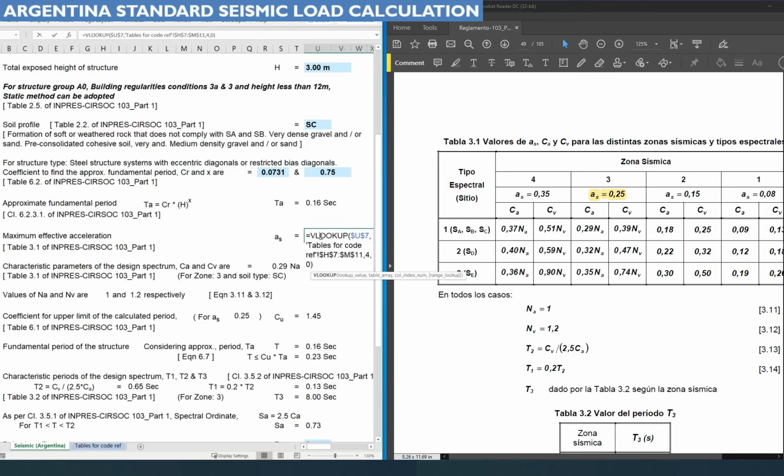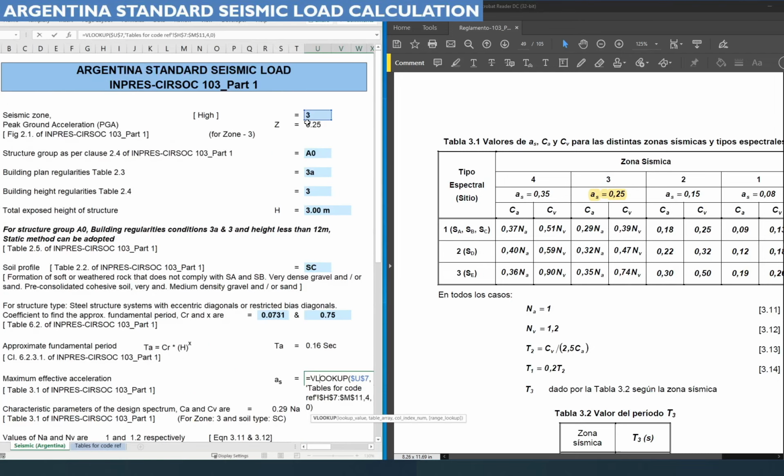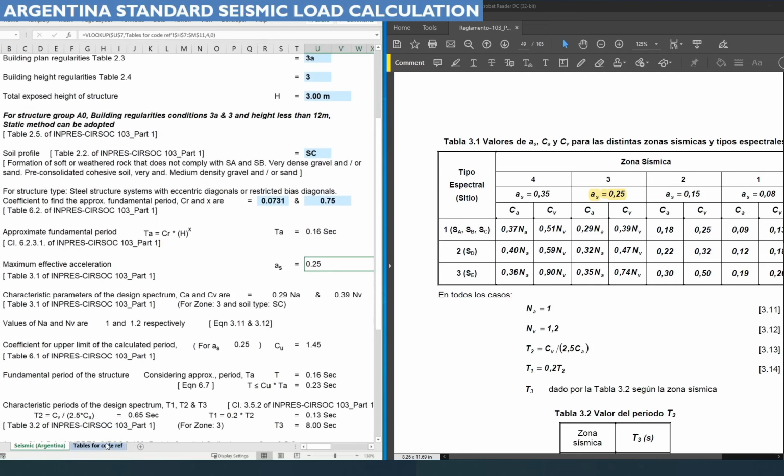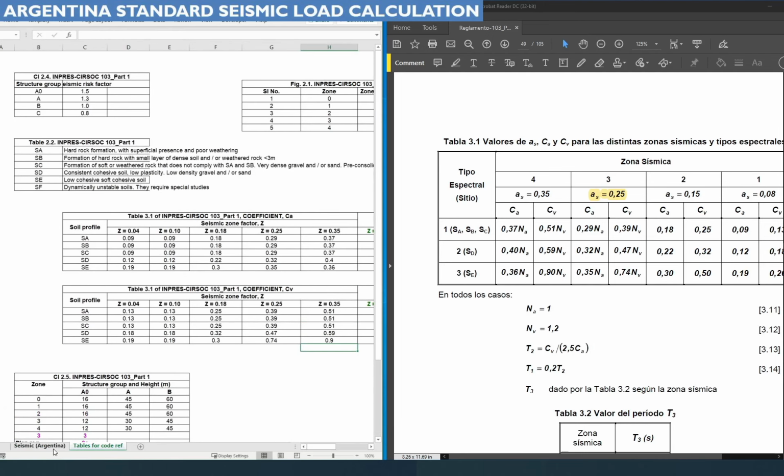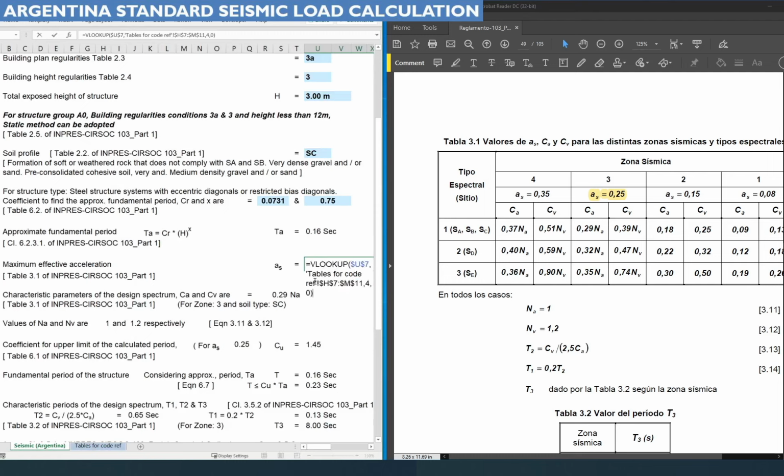So I am getting this from the VLOOKUP, whereas in the next sheet I have all the tables of the Argentina standards. So the AS value is picked up from that table. The next input we record is the characteristic parameters of the design spectrum, Ca and Cv. For this also we need to refer to the same table, table 3.1.